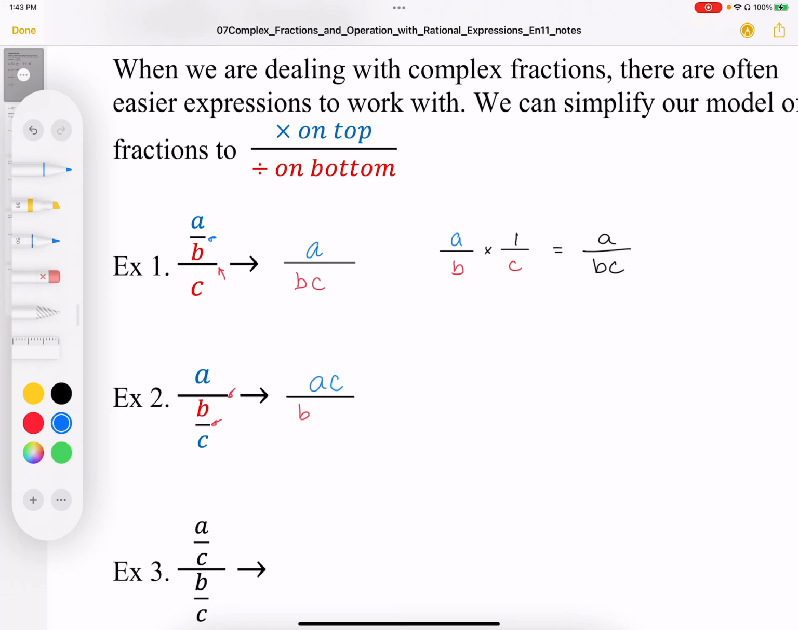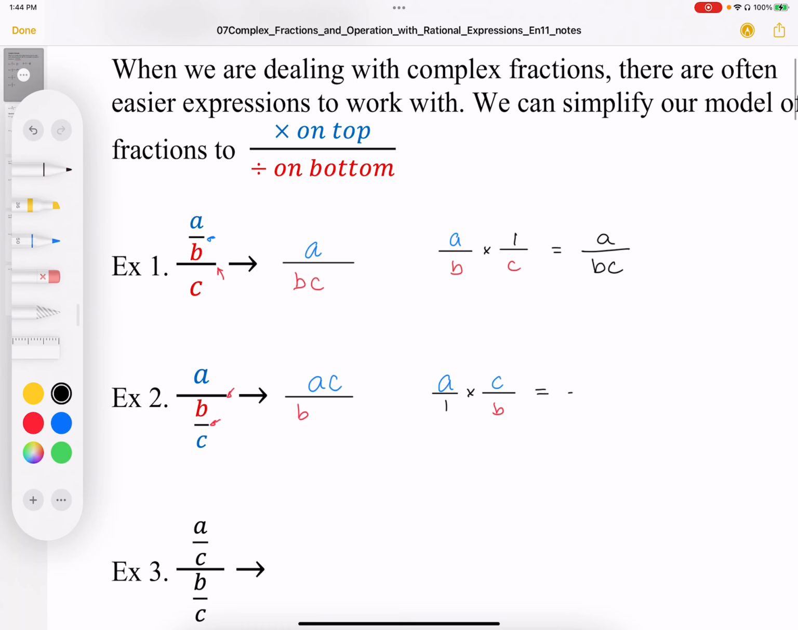And again, we can justify this. We can write this as A over 1 divided by B over C, so we're going to multiply by the reciprocal. The reciprocal of B over C is C over B. And that's going to give us AC on top and the B on the bottom, which is what we got by organizing our times with divide.